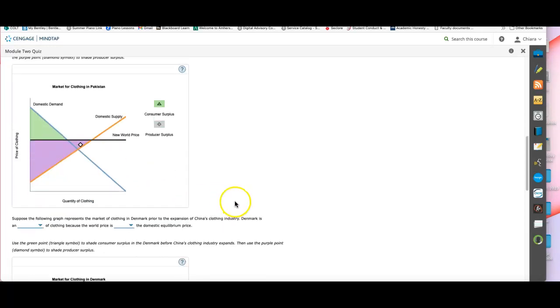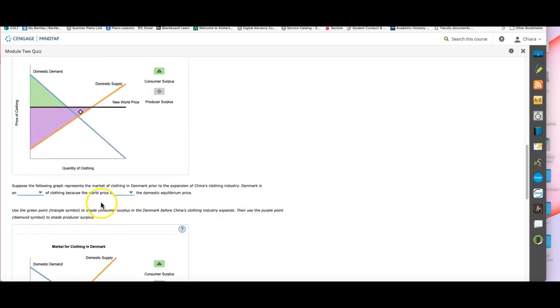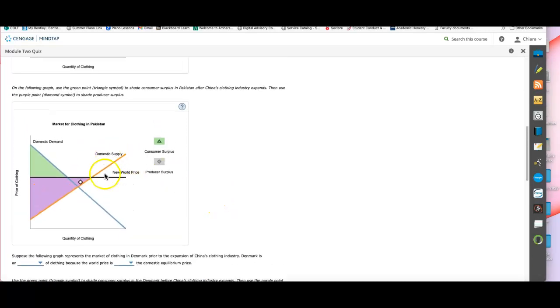There we go. Suppose the following graph represents the market of clothing in Denmark prior to the expansion of China's clothing industry. So we've observed what happens in a country that has an equilibrium price that is below the world price. They're going to be exporters of clothing, and once China expands the industry, their consumers are going to benefit. They're going to have a bigger consumer surplus.